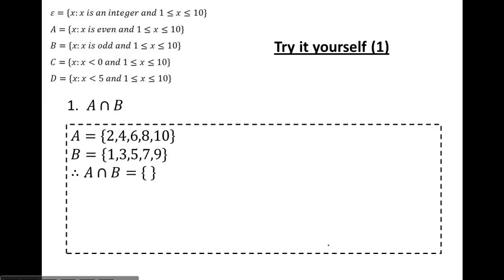Same thing, list out set A and set B separately. So this is what we have. Then for A intersect B, you'll notice that there are no common elements found in set A and set B, and therefore you have an empty set. This is definitely true because an integer is either odd or even. There is no integer that is both odd and even. So common sense will tell us that A intersect B is an empty set. Definitely there's no element that satisfies both even and odd criteria.